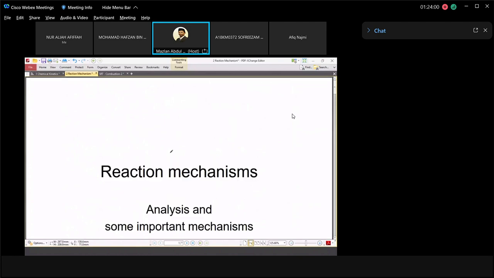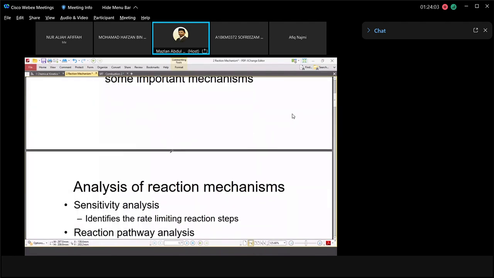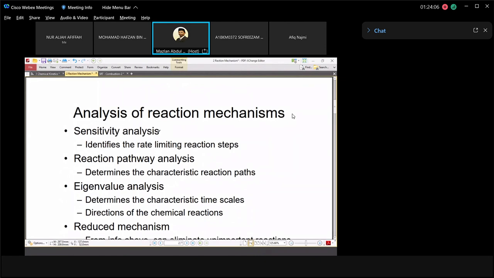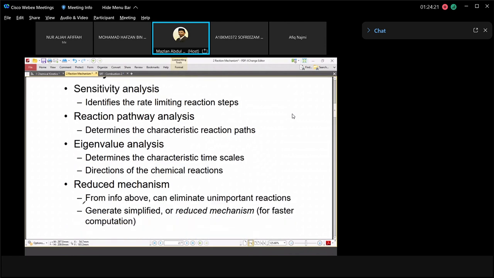This is chapter 5, reaction mechanism analysis and some important mechanisms. Analysis of reaction mechanism: sensitivity analysis, identify the rate limiting reaction step. Reaction pathways analysis, determine the characteristic reaction path. Eigenvalue analysis, determine the characteristic time scale, direction of the chemical reaction. Reduce mechanism: from the info above can eliminate unimportant reactions and generate a simplified or reduced mechanism for faster computation. Because if you want to involve all those elementary reactions, it will take a long time to solve. So you have to somehow reduce it.